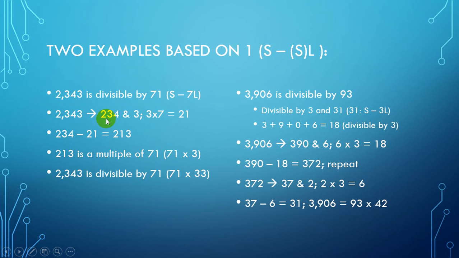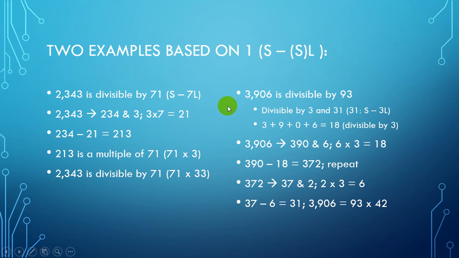2,343 breaks apart into 234 and 3. Now, we're going to take that 3 and multiply it by 7, and then subtract it from this. So first, 3 times 7 is 21, and then 234 minus 21, 213. And 213, not too hard to see, is a multiple of 71. It's just 71 times 3. You can work that out, and you get 213. So we just proved that 2,343 is indeed divisible by 71.